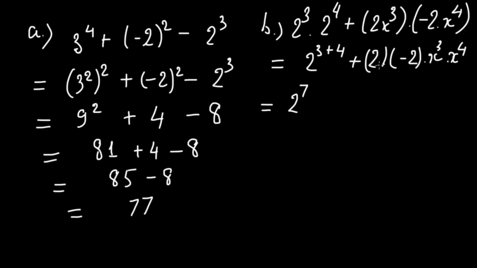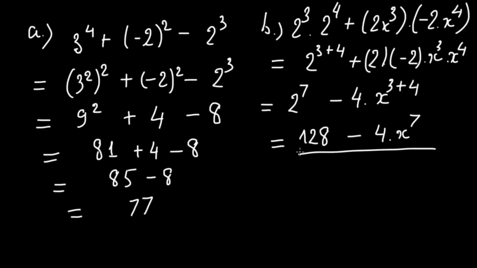You see, 2 times negative 2, you got negative 4. Times x to the 3rd times x to the 4th. We have the same base here, x, right? We put x here, and the exponents, we add them together. Now we have 2 raised to the 7 is 128. Minus 4 times x raised to the 7. And this is the result for question B.